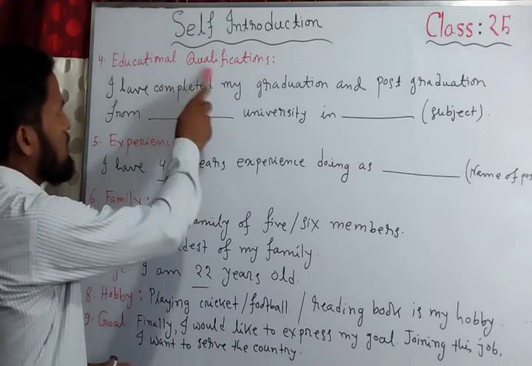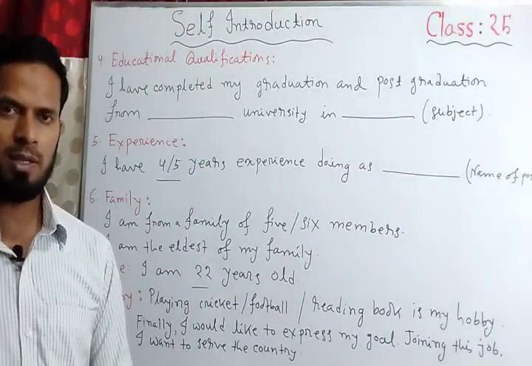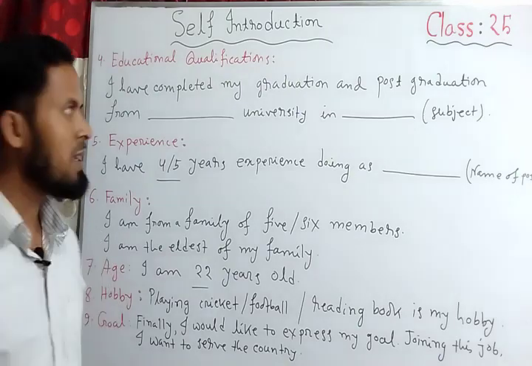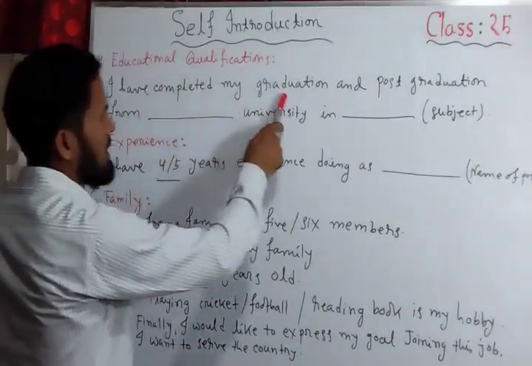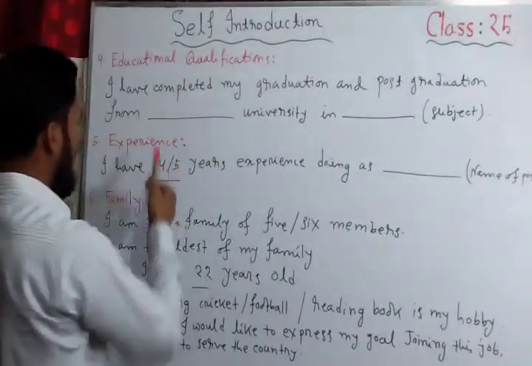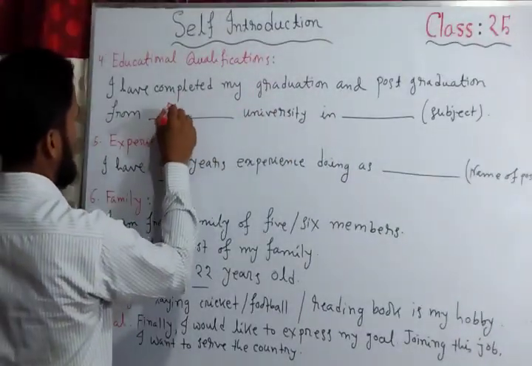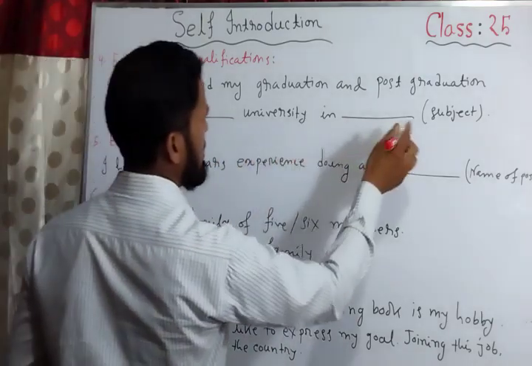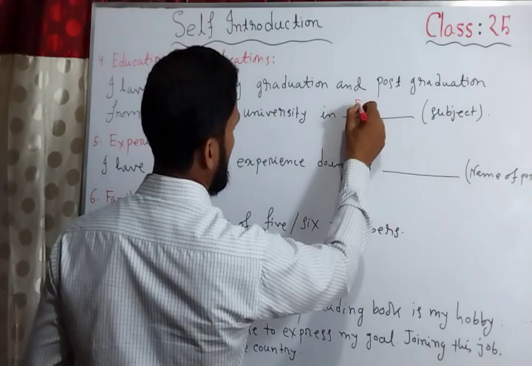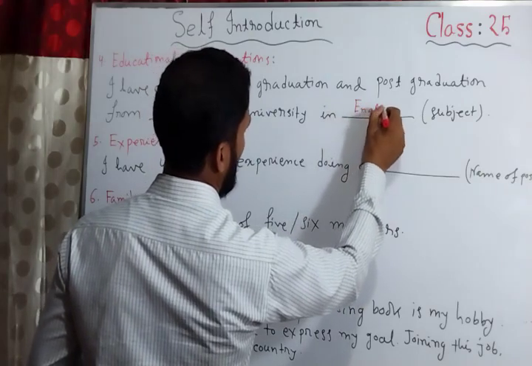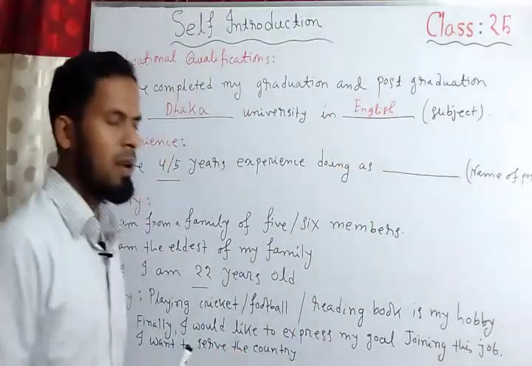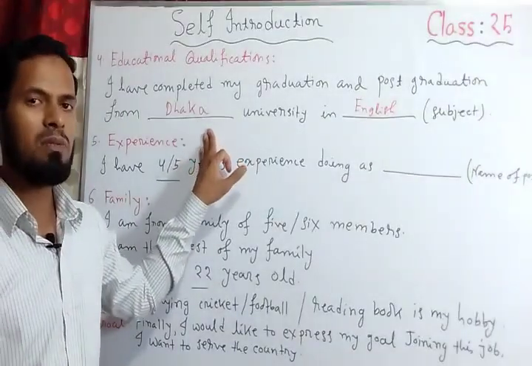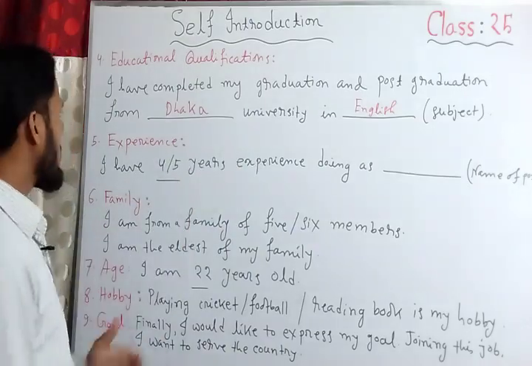Educational qualifications. When we sit for exams, normally we pass graduation or post graduation or another degree. So we can say I have completed my graduation and post graduation from Dhaka University, in the subject English, or you can say math, or Bangla or other subjects. You can also say Dhaka University, Rajshahi University, Kushtia, Comilla, any college also.